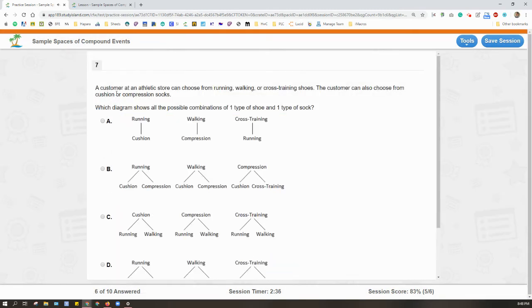Number 7, a customer at an athletic store can choose from running, walking, or cross-training shoes. The customer can also choose from cushion or compression socks. So which of the diagrams shows all the possible combinations of one type of shoe and one type of sock? We should have 3 trees if we're going to start with the type of shoe, each with 2 branches if we're going to have the type of sock branch off of each of those trees. Because what we're looking for here is from 3 different shoes, they can choose 2 socks.